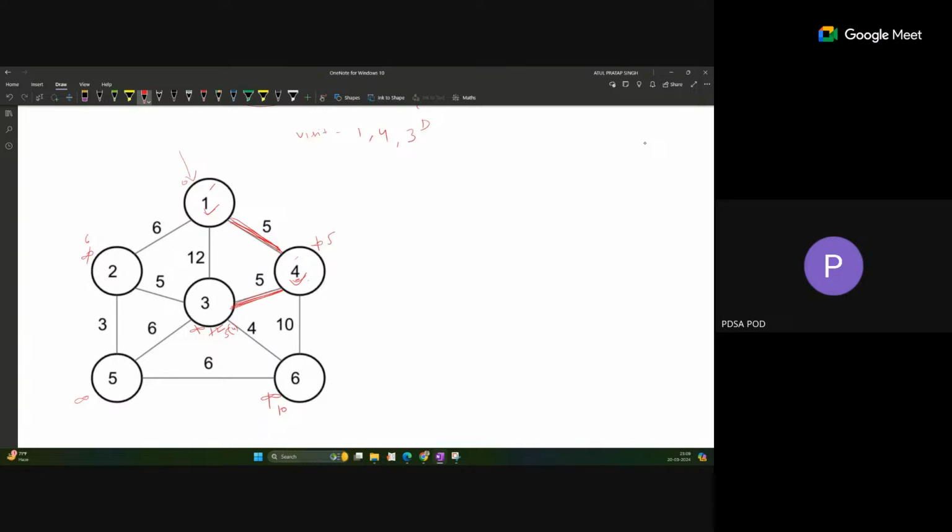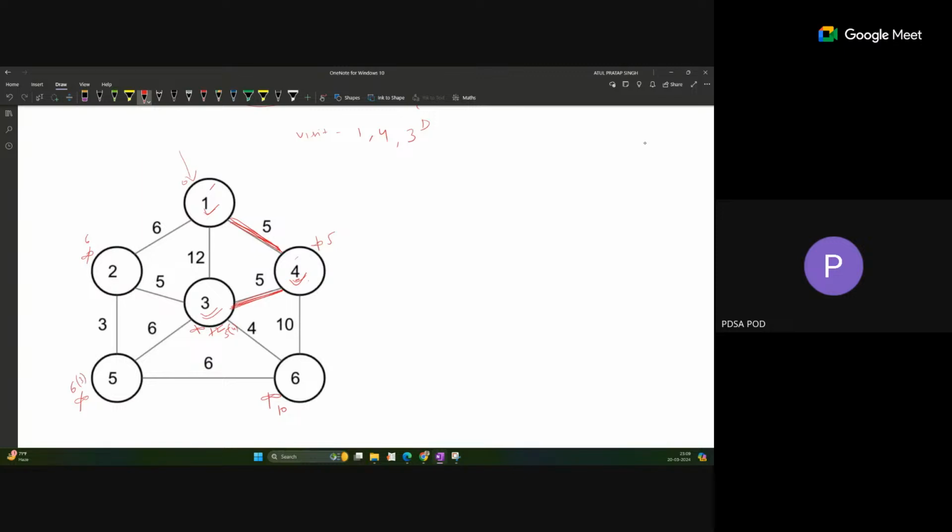Just update the distance from 3 to the unvisited. So 2, 5, and 6 are remaining to be visited. This is now visited. And you can see 3 to 5 is 6. So it will be updated, and we are getting this from 3.